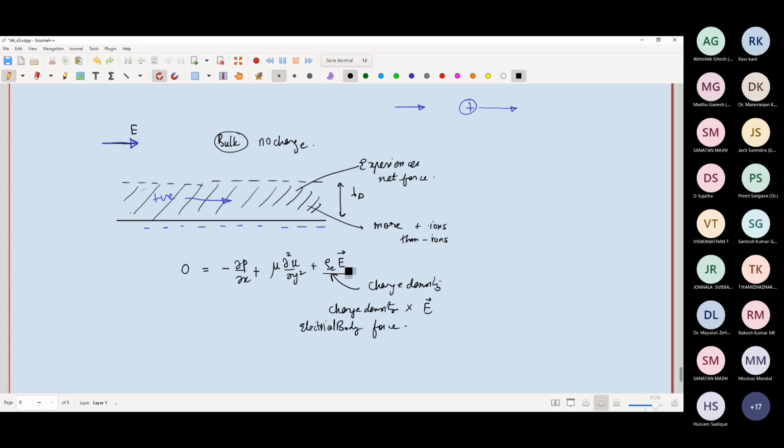So now, what is the simplification that we can do? If we say that there is no pressure gradient applied, this particular term will vanish. So this we will set to 0 because we are not applying any kind of syringe pump or any kind of peristaltic pump to drive the flow. So no applied pressure gradient. So we have 0 equal to mu d2u/dy2 plus rho E times E.